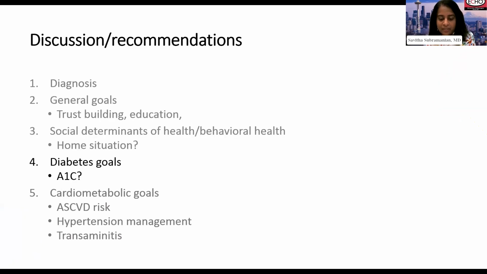And looking at the diabetes goals, this gentleman came in with an A1C of 10.6, and I didn't hear any symptomatic hyperglycemia. I didn't hear any catabolic symptoms, no weight loss, no increased polyuria, polydipsia. So I want you guys to keep that in mind.